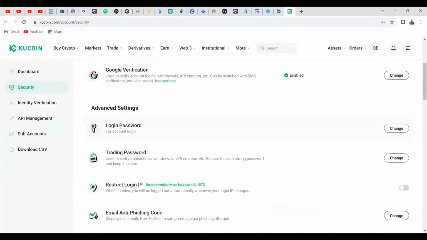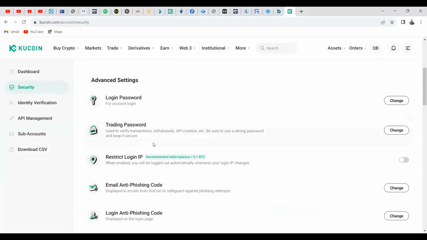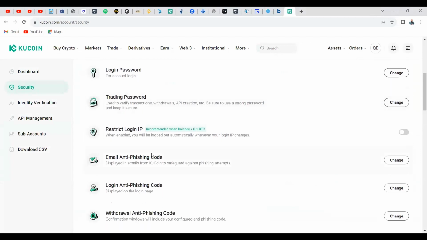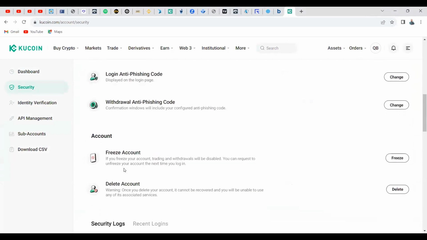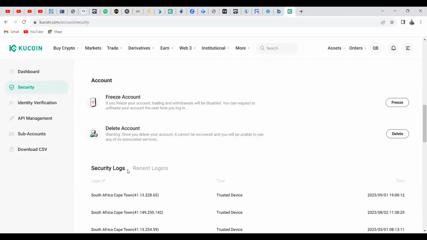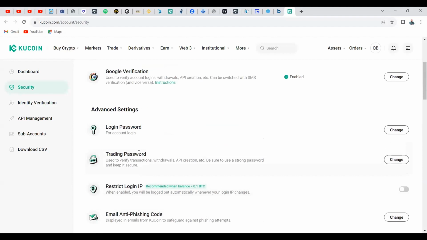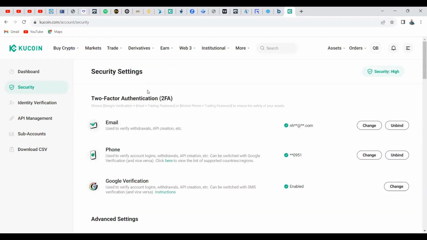I've got my login password. I've got my trading password as well, which is very important. I've plugged in my anti-phishing code, and I've got my security set up for this particular application. So as we can all see, my security is quite high.